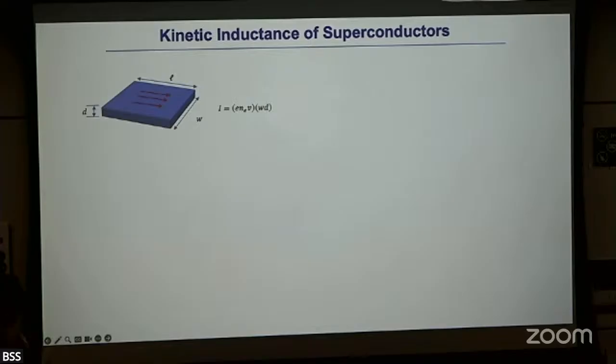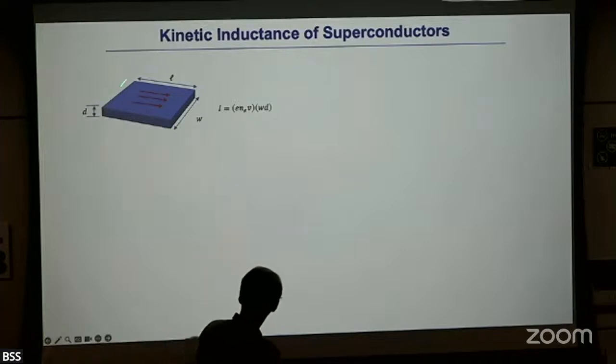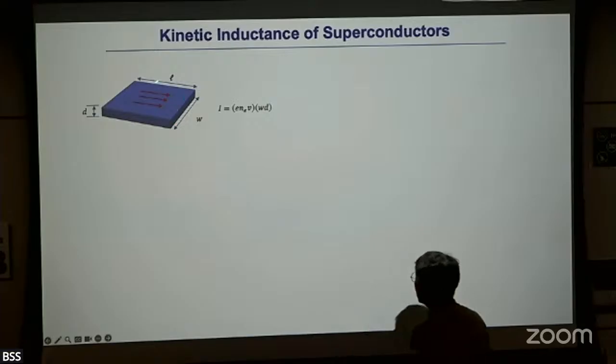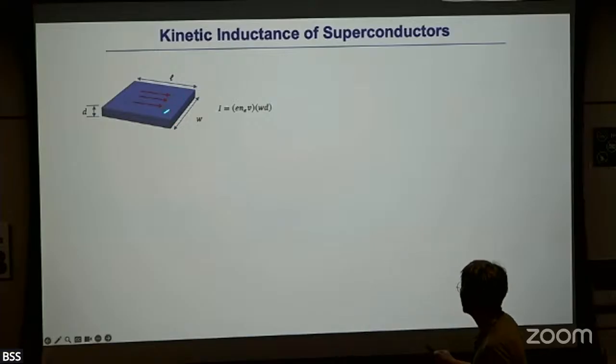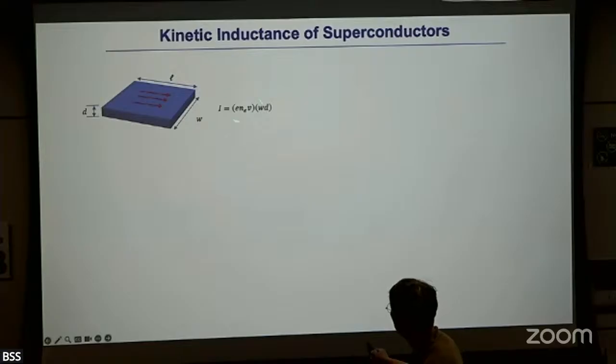So what is kinetic inductance? Let's say that I have a sample with thickness d, width w, and length L, and I write down the current flowing in the system. Current is proportional to the number of carriers times the velocity of the carriers, and then all the other geometrical factors are multiplied, right?